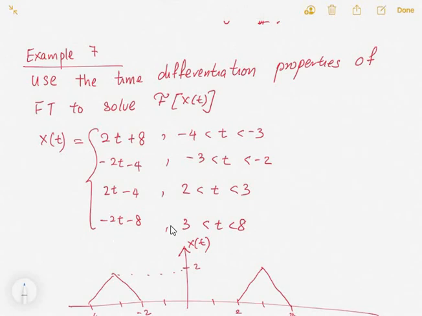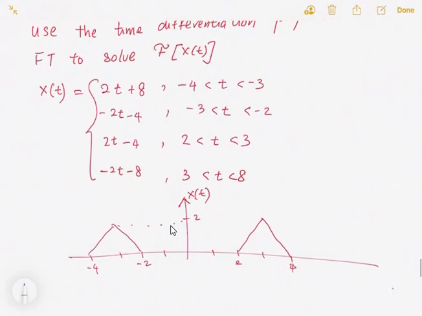Okay, class, let's look at this example. Use the time differentiation property of the Fourier transform to find the Fourier transform of x(t). So x(t) equals 2t plus 8 from negative 4 to negative 3, which refers to this one. And negative 2t minus 4 is from negative 3 to negative 2. And 2t minus 4 is from 2 to 3. Whereas from 3 to 4, I have negative 2t plus 8.